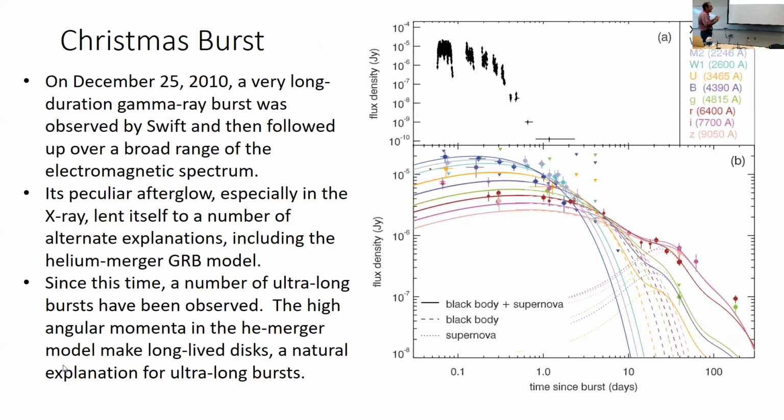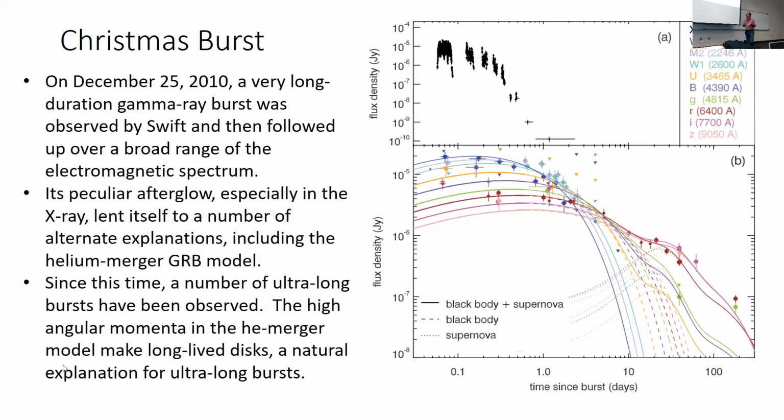2010. It was a very long, so we got these very long gamma ray bursts. And now we have ultra long, that are like 10,000 seconds long. So we get longer and longer gamma ray bursts. But this was a very long gamma ray burst, on the order of 1,000 seconds. It had a peculiar afterglow, especially in the X-ray, that had some blips in the X-ray that we were going, well, we don't know how to explain this.